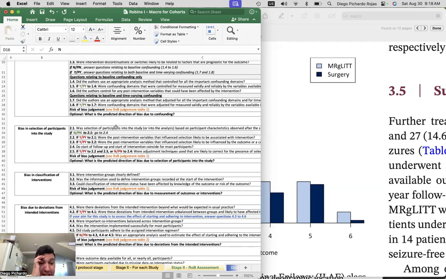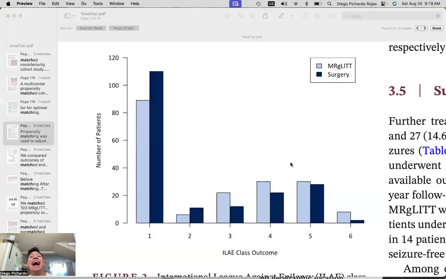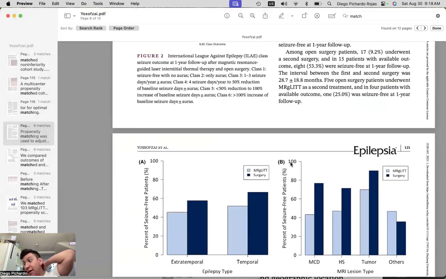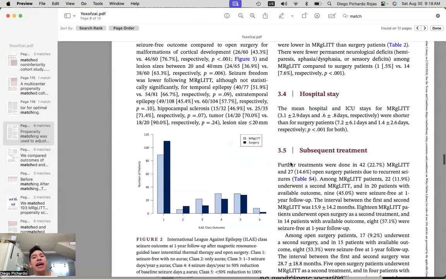Was the selection of participants in the study based on participant characteristics at the start of intervention? It's what I just told you guys. If they considered, oh, we're gonna evaluate the outcomes of surgery, but we're only gonna evaluate the surgeries that went well, all right? We're just gonna evaluate the surgeries where the patients didn't die. That would be pretty bad. That's like hiding data again.